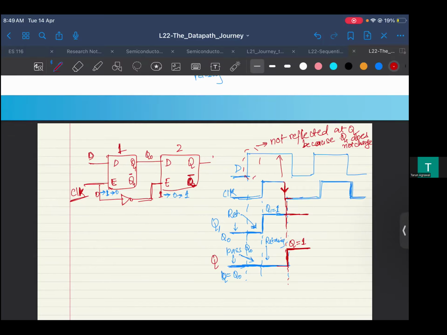And what happens? Does this continue? Yes, it continues because it starts retaining. This is the retaining state of the previous one. But the other one is passing, right? And it is passing 1 because it is seeing 1. Then the clock becomes 1 again. Then again you see that the first latch starts passing.